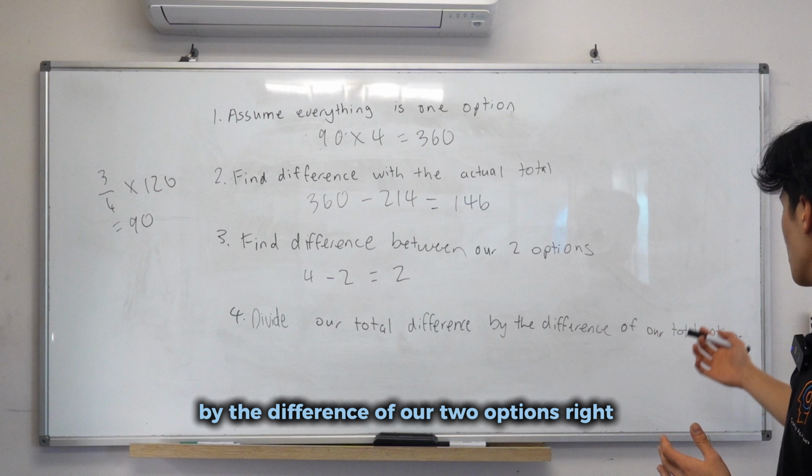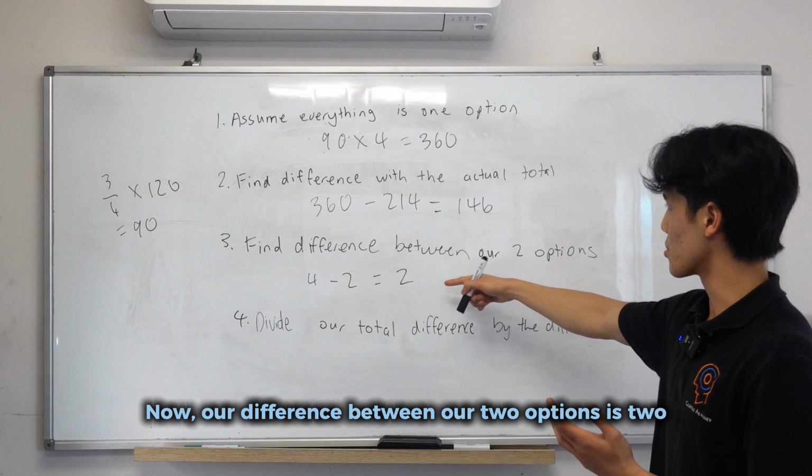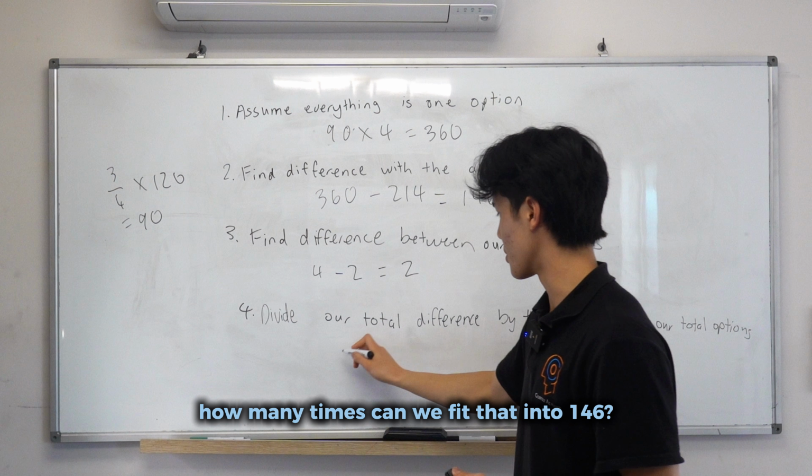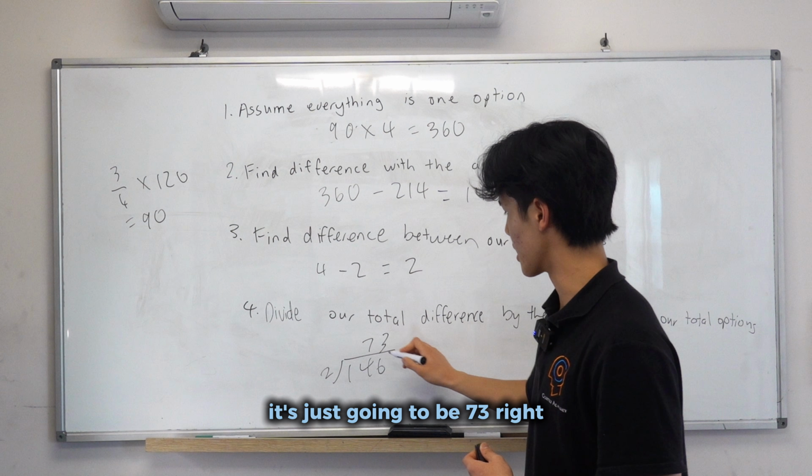Now we can move on to our last step, which is divide our total difference by the difference of our 2 options, right? Now, our difference between our 2 options is 2. How many times can we fit that into 146? That's just simple division. It's just going to be 73, right?